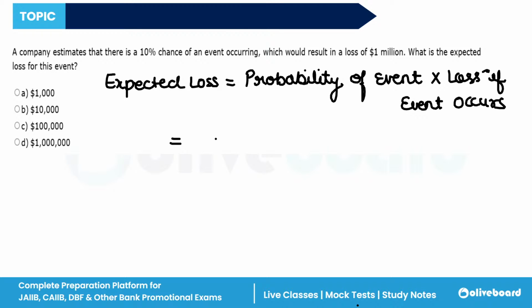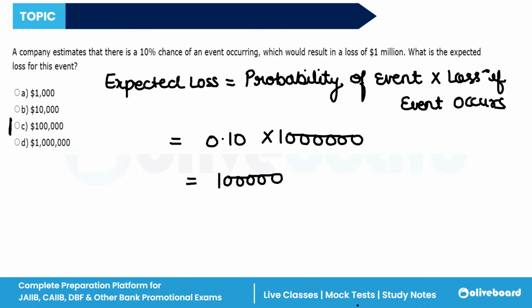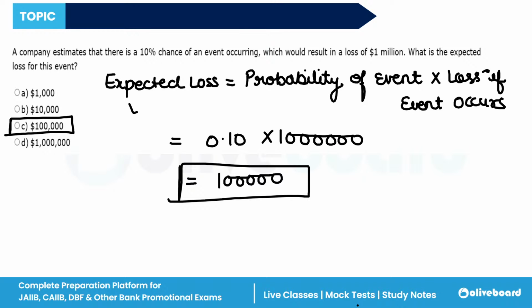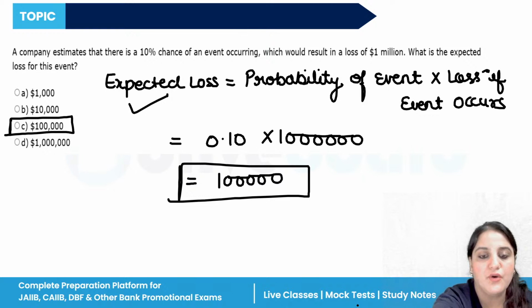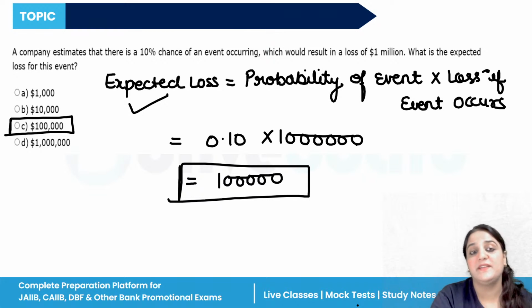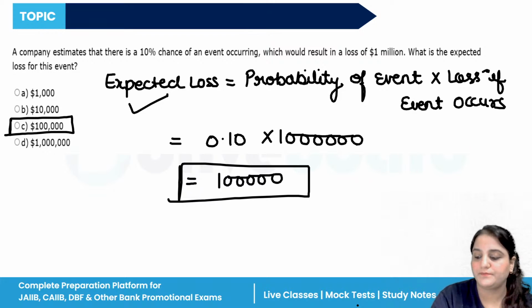So probability is 0.10 and loss of event is about 1 million, which is equals to 1 lakh. So the answer is 1 lakh here. Simple. With the use of formula, here we can easily find out the expected loss for this event.